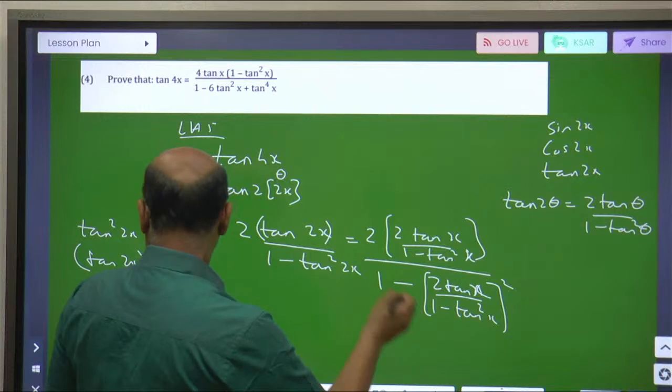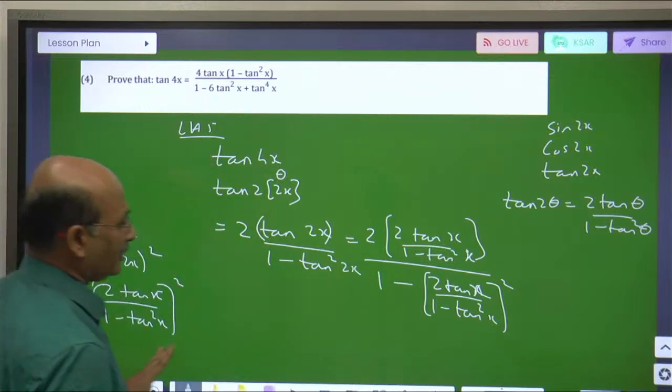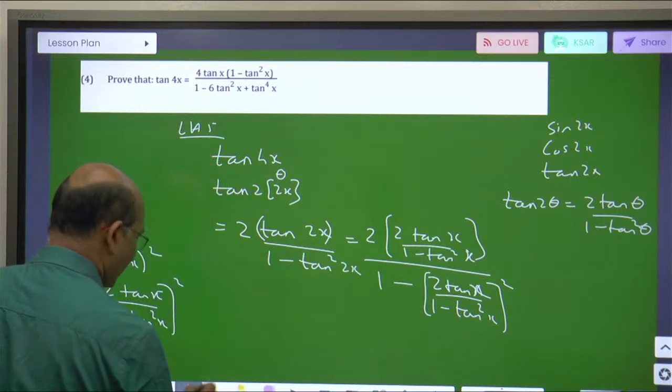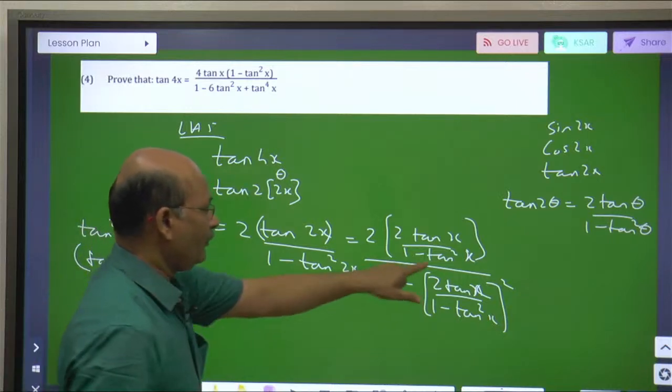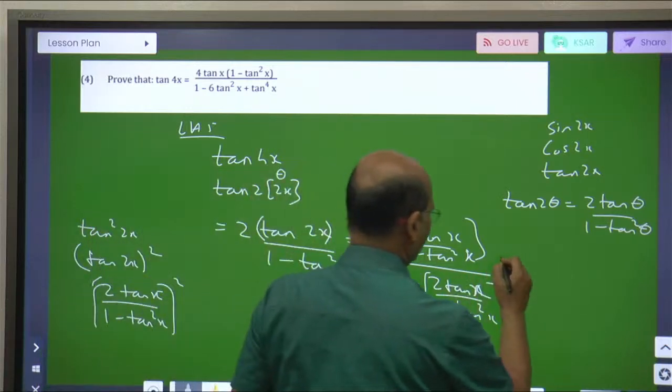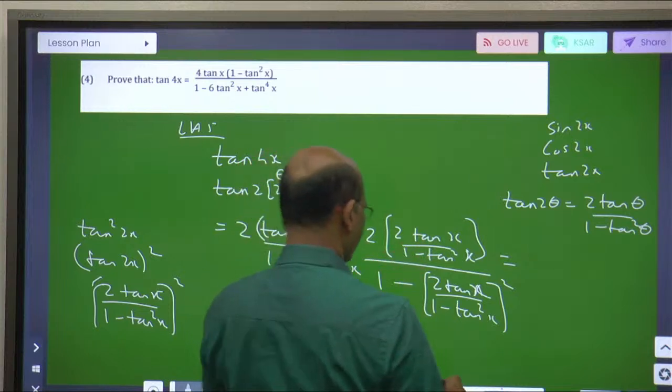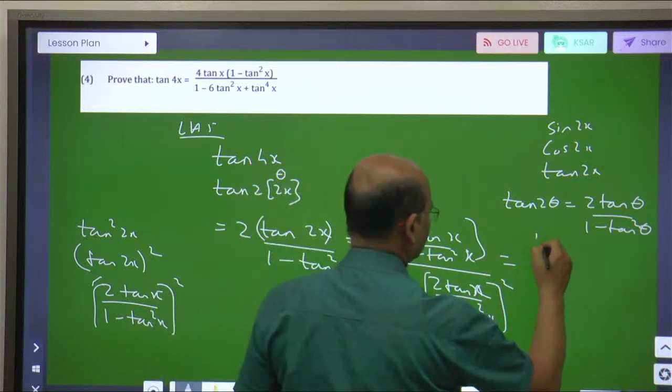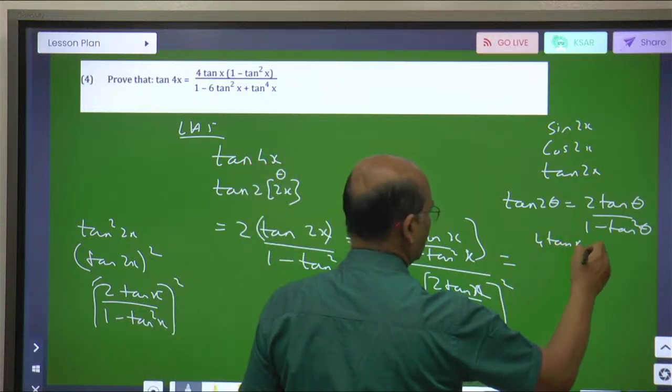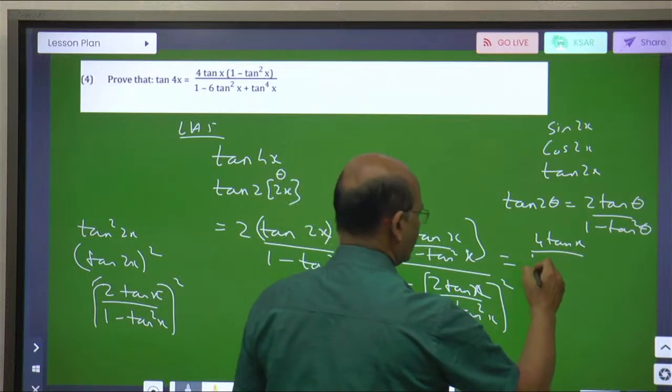Now, I hope you got this point clear. So, I will just write it over here. Now, if I find the LCM there, I am writing it here. This will be 4 tan x upon 1 minus tan square x.